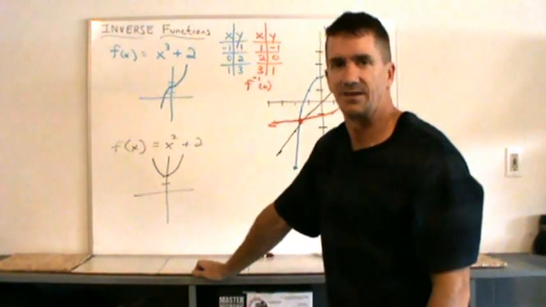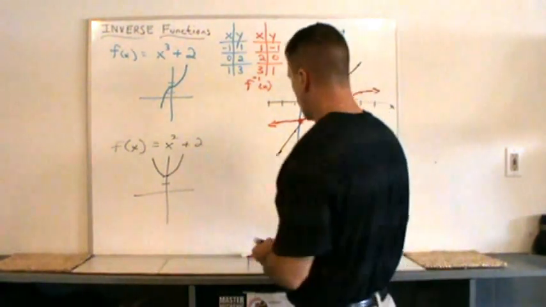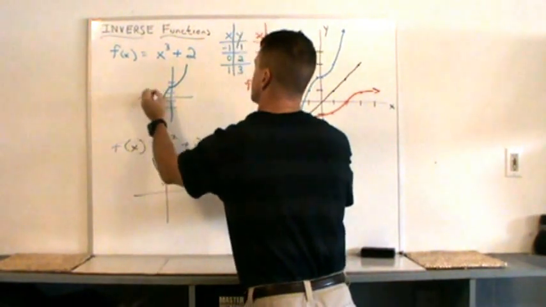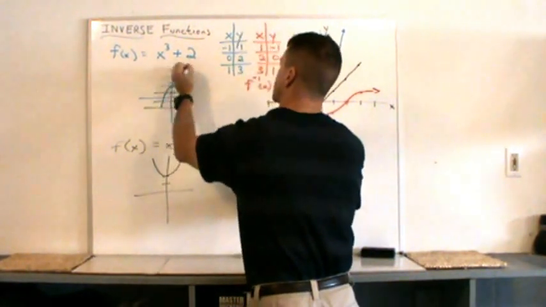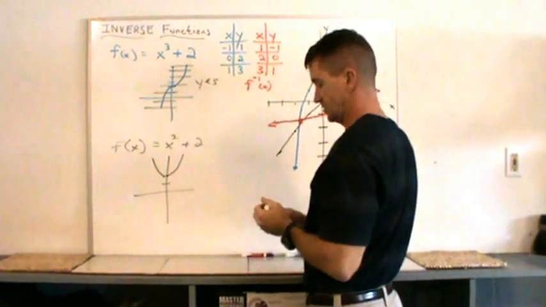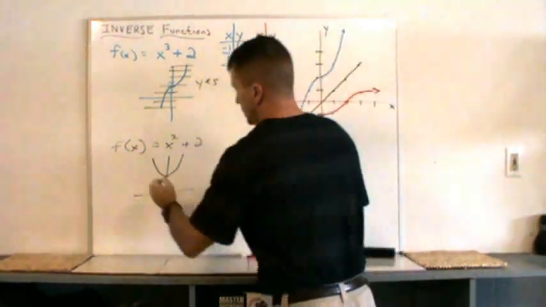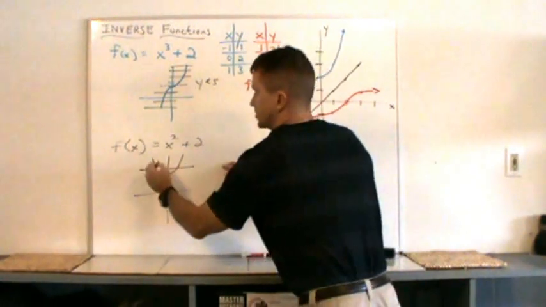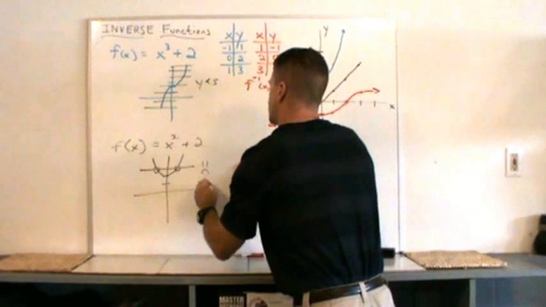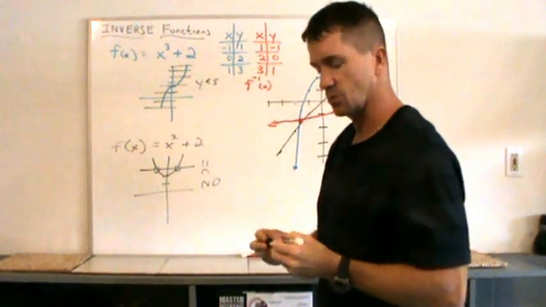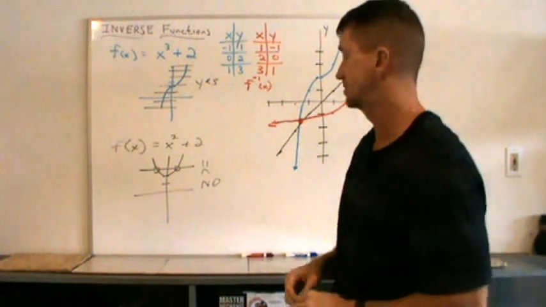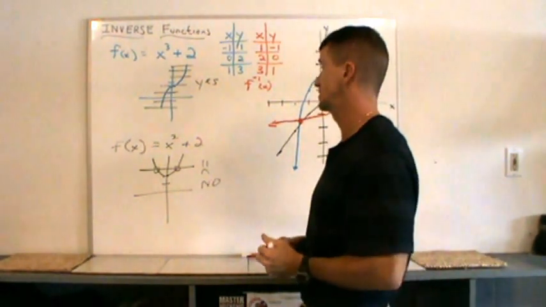To determine if a function has an inverse function, you perform a test. It's called the horizontal line test. Draw horizontal lines to the function. As long as you only hit once, it passes the test. Yes, this function has an inverse. But as you can see, you hit twice right there with the horizontal line test. This function, no. F of x equals x squared plus 2, while it is a function, does not have an inverse function. It failed the horizontal line test.